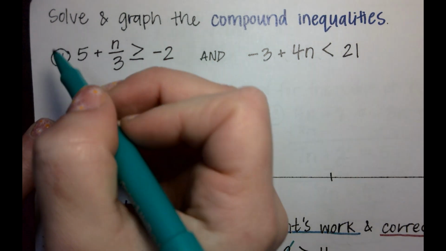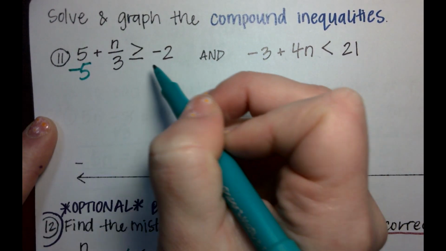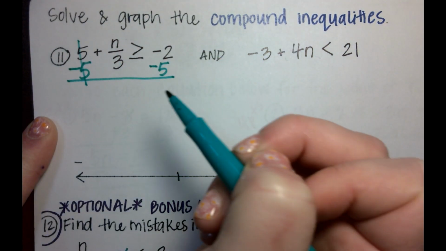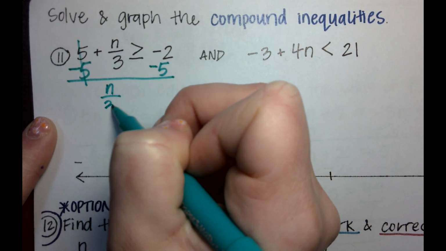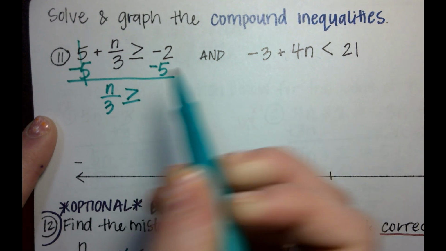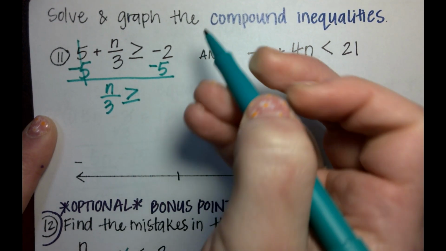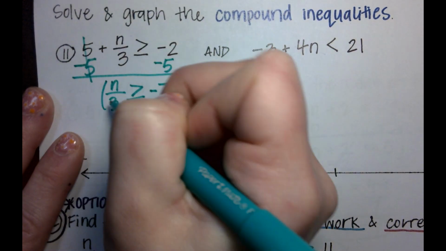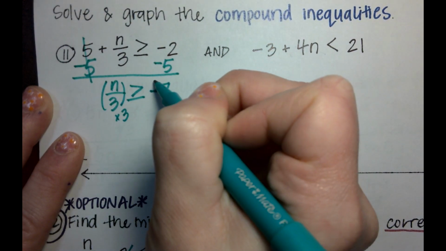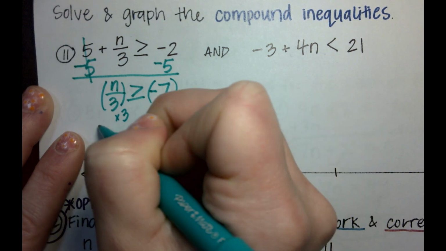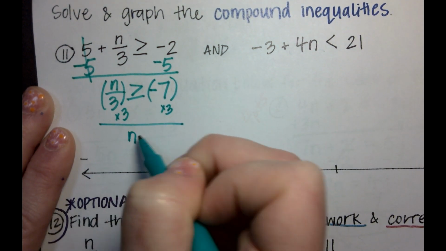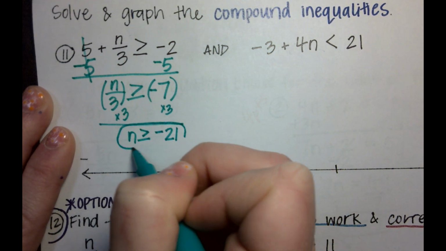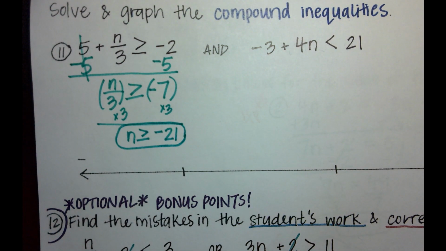Subtract 5 on both sides. Good. Let's start with subtracting 5 on both sides. N over 3 is greater than or equal to negative 7. Perfect. Multiply by 3. Good. And then we just multiply by 3. N is greater than or equal to negative 21. Good.